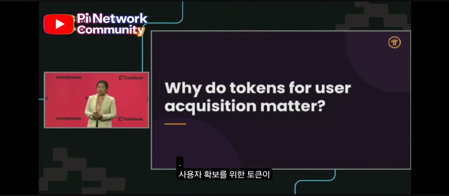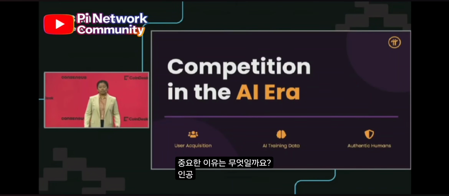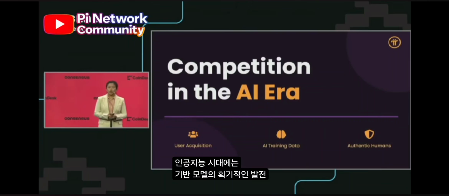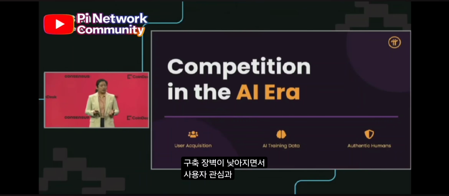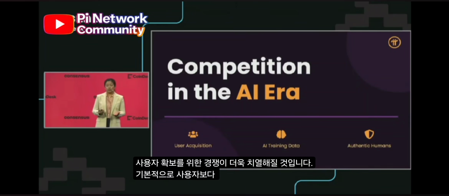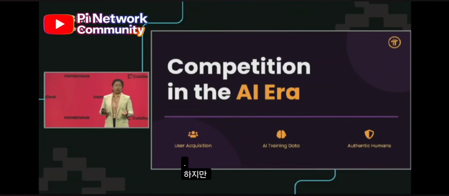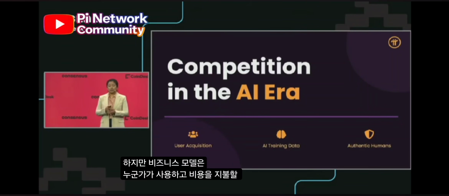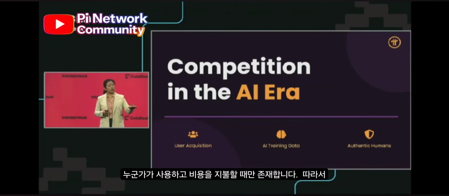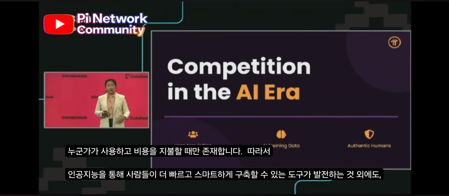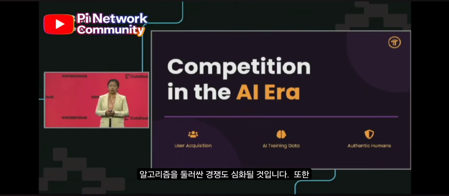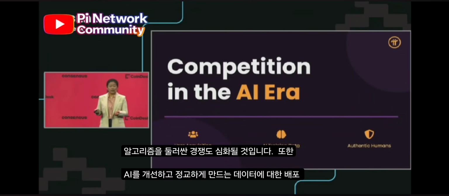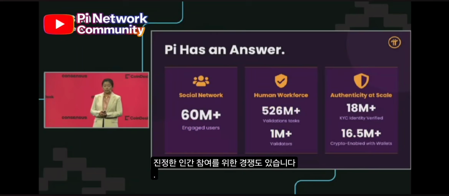Why do tokens for user acquisition matter? Well, in the age of AI, with all the foundation model breakthroughs and platform advancements that lower the barrier of building, the competition for user attention and user acquisition will be more fierce. There will be basically more tools than users. But business models only exist if someone is using and paying. So in addition to advancing the tools people can build faster and smarter through AI, and also in addition to the competition for compute energy and better algorithms, there is also the competition for distribution, competition for data that improve and refine AI, and also competition for authentic human participation.